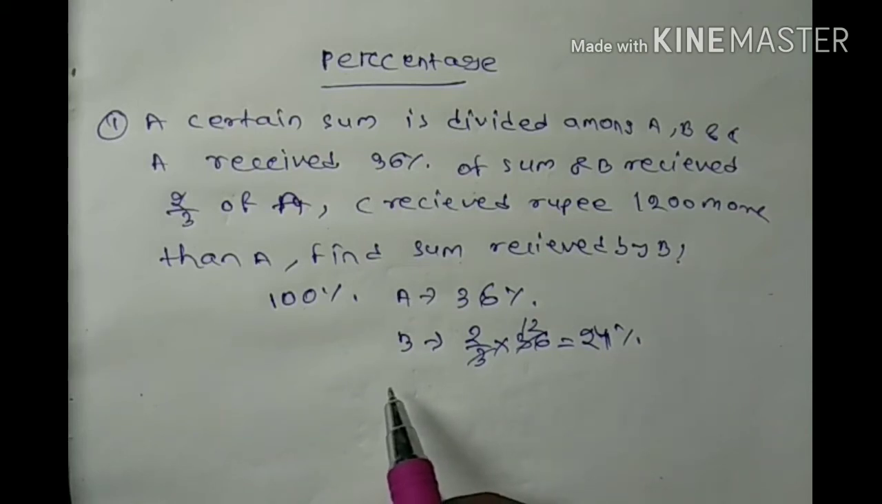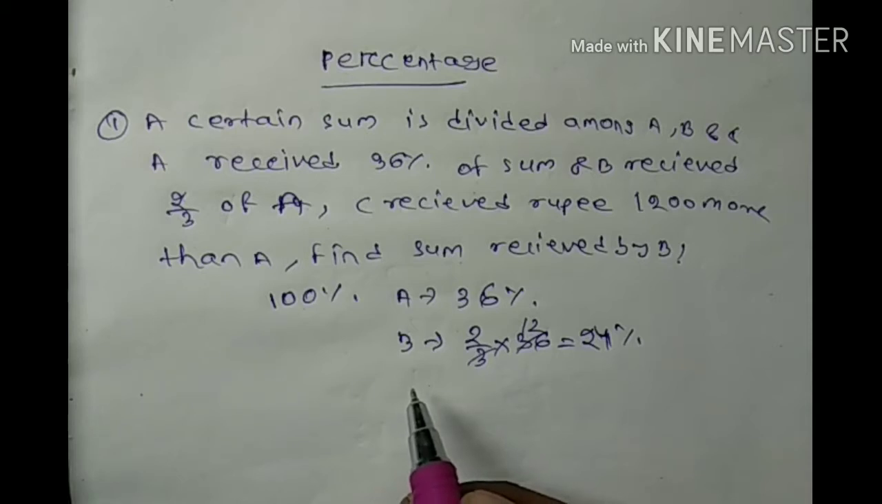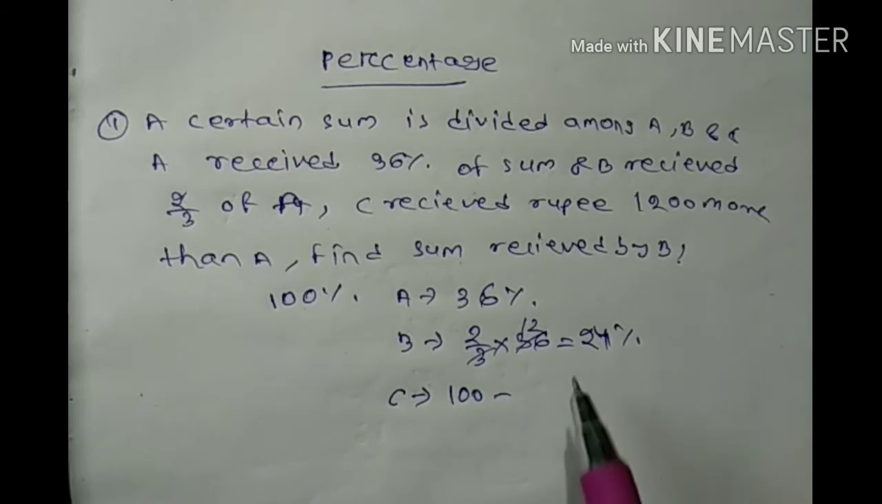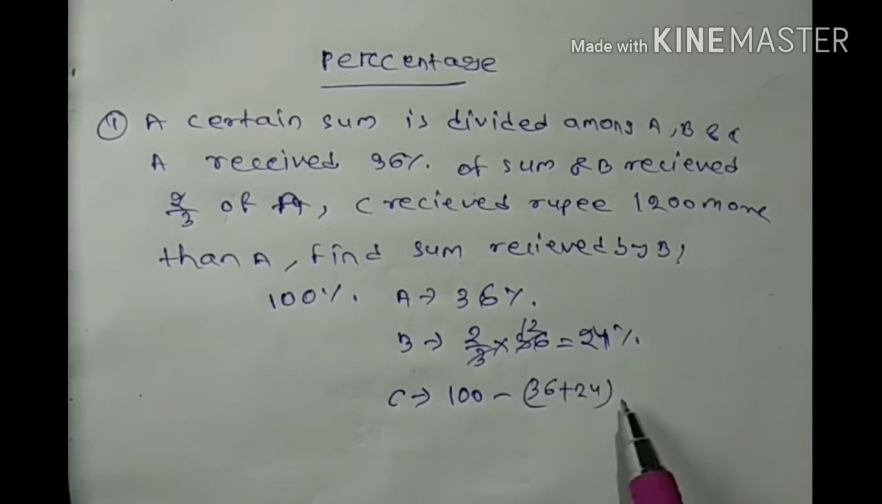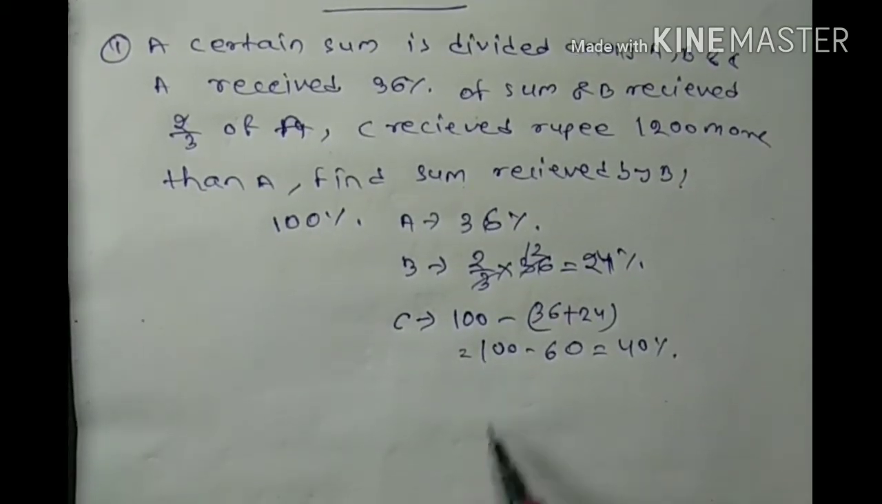Then C received 1200 more than A. So we have to find how much percent will be received by C. We know the total percent is 100. We have to subtract the percentage received by both A and B, which means 36 plus 24. 100 minus 60%. So 40% is received by C.